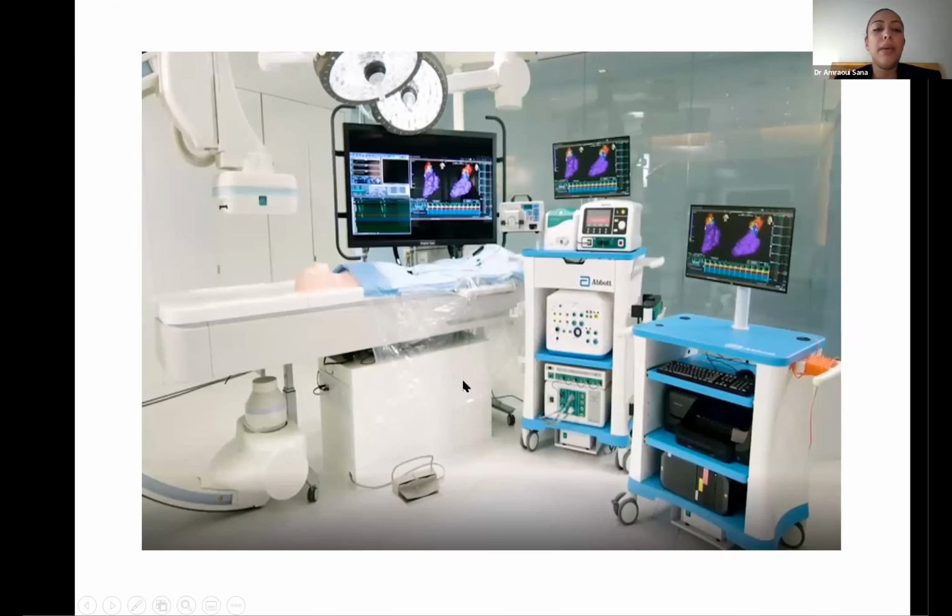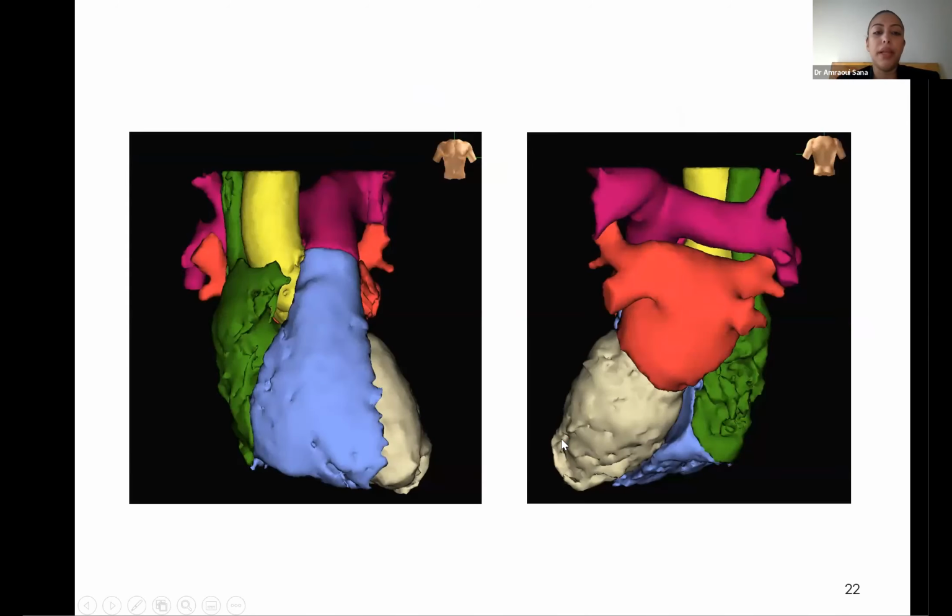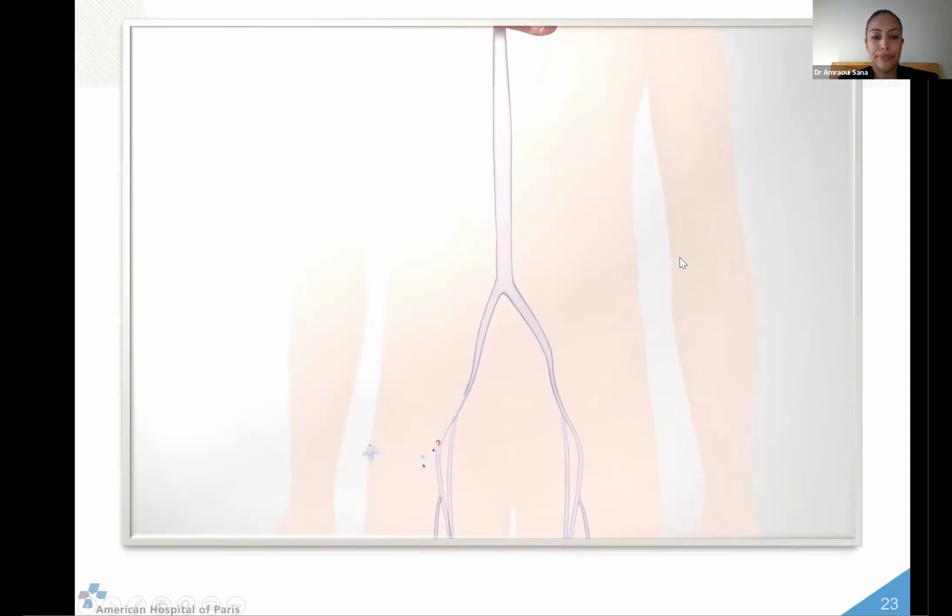So this is an example of a lab with the Abbott system. And before every ablation, we try to do a CT scan in order to do the 3D reconstruction of the heart, especially the left atrium.